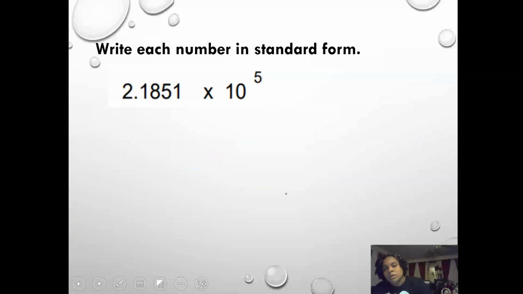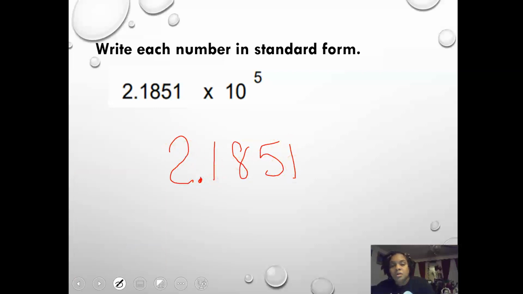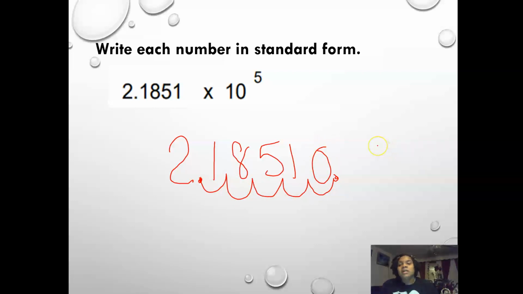And the last one. Here you would have to move your decimal five spaces to the right because it is a positive exponent. So 1, 2, 3, 4, 5. We have to add 1 zero. So we have 218,510. Okay? So once again, this was not a very long lesson, very short lesson.